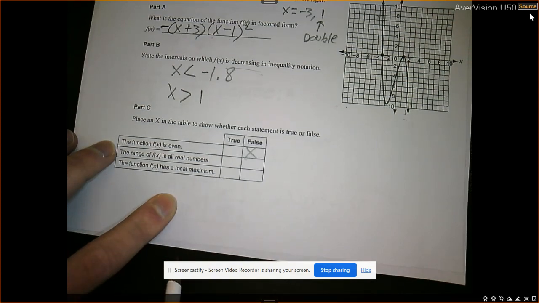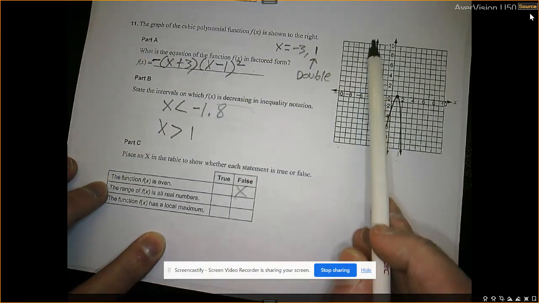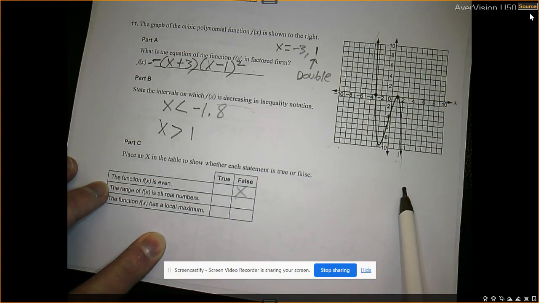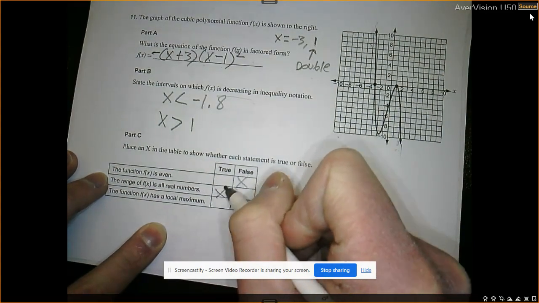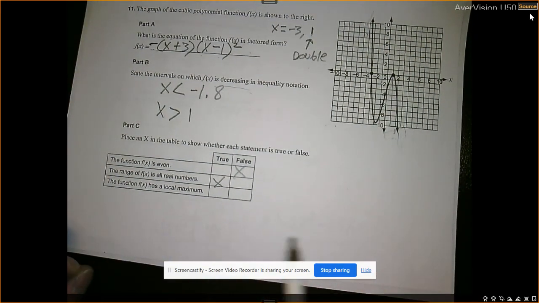Okay, is the range all real numbers? In other words, will this go up forever, down forever? This arrow is saying it'll go up forever. This arrow is saying it'll go down forever. So yeah, it is all real numbers. It'll go all the way up to positive infinity, all the way down to negative infinity.